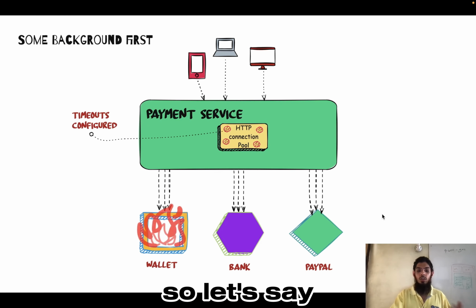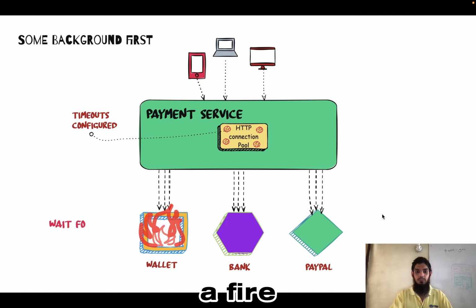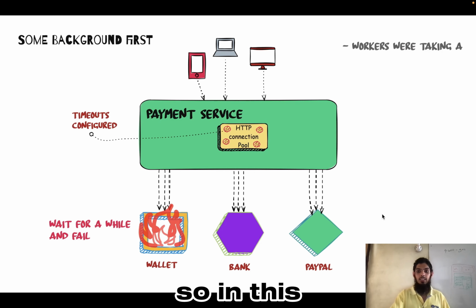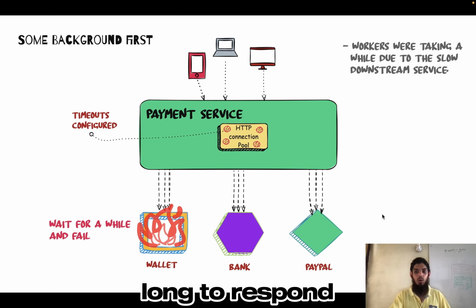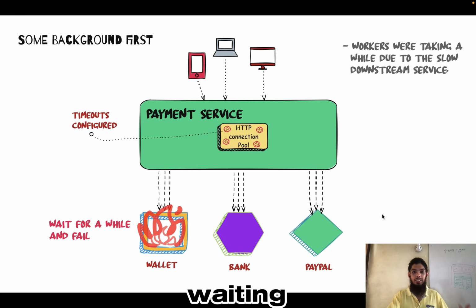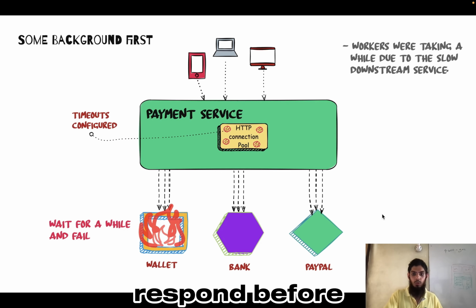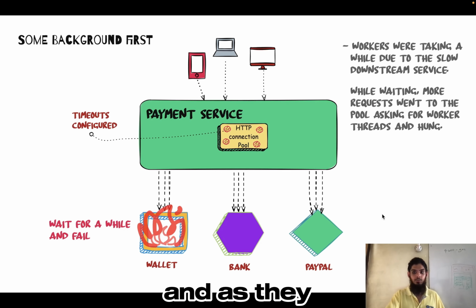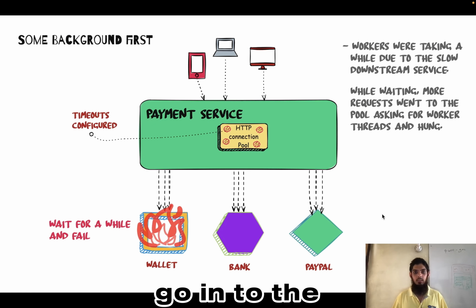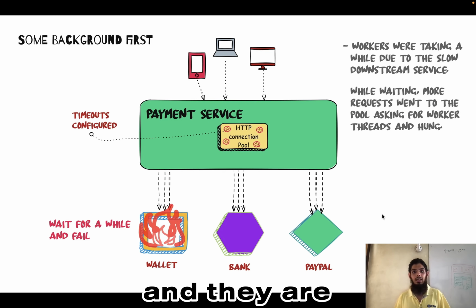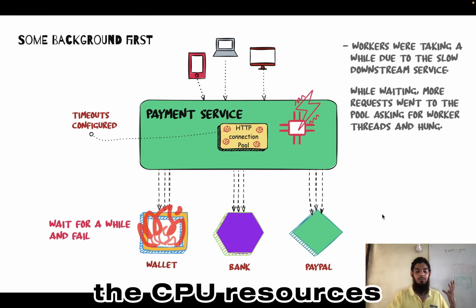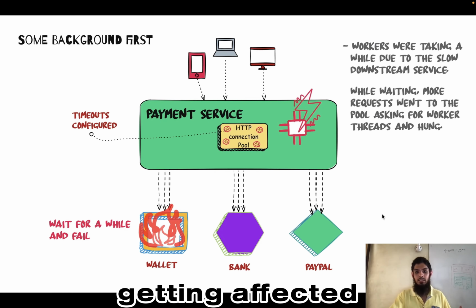So let's say the wallet service catches fire and it basically waits for a while before failing, right? In this case, workers are taking long to respond. As the requests are coming in, workers are waiting for the wallet service to respond before failing. And as they're waiting, more and more requests go into the payment service and they are just queued. In this case, the CPU resource is basically getting affected.